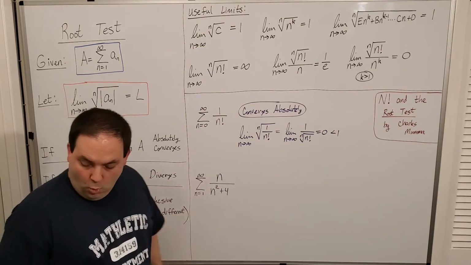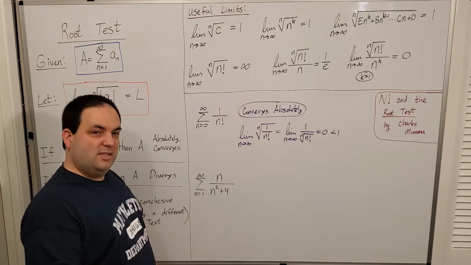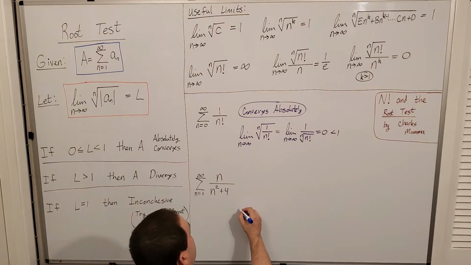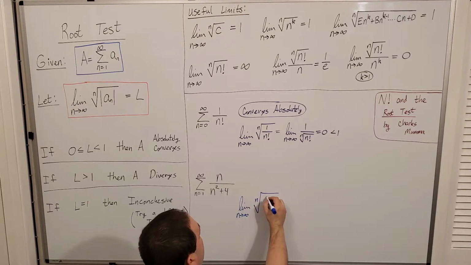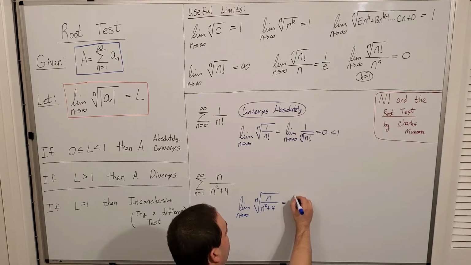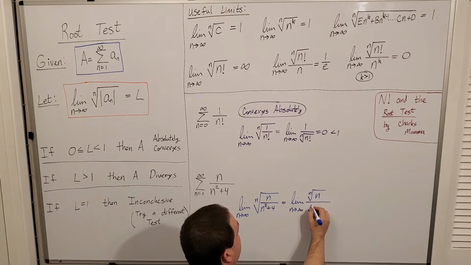Next, let's look at the one where the ratio test failed. And I'm going to show you the root test is about the same caliber here. That means I'm going to take the limit as n goes to infinity of the nth root of n over n squared plus 4. And again, I can split that root because it's just division. So I'll have the nth root of n and the nth root of n squared plus 4.